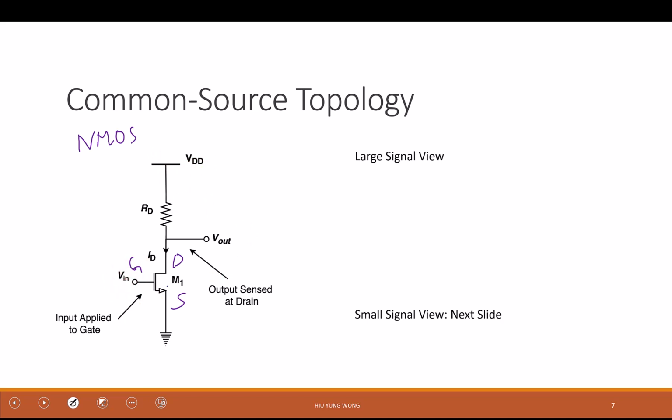So it is very clear that I have the input, because it is given, at the gate. I have the output at the drain.